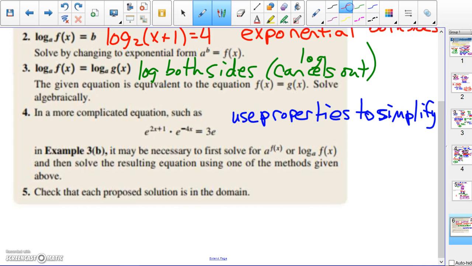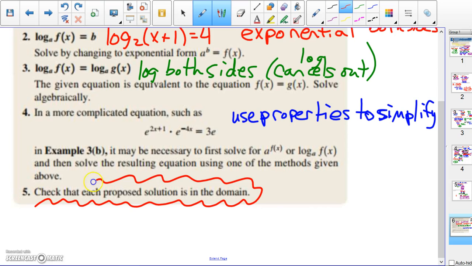And then number 5, check that each solution is in the domain. All right, you're going to forget that, but you can't. You've got to remember to check the domain.